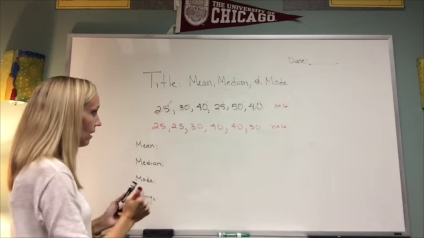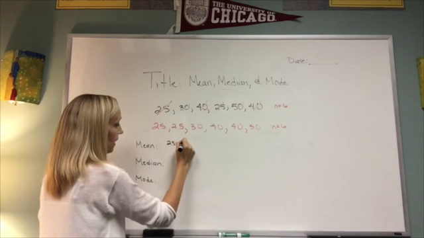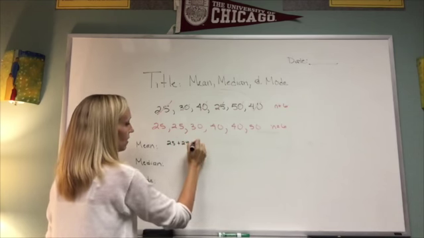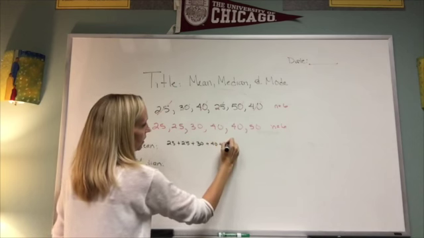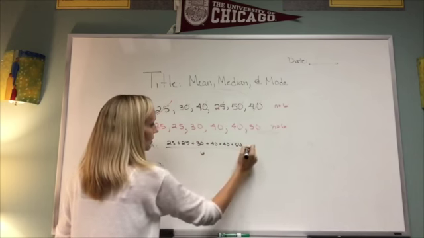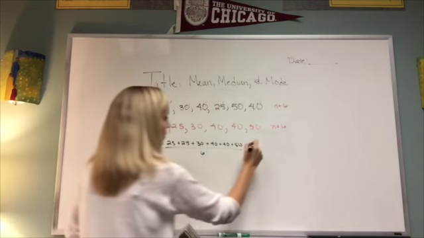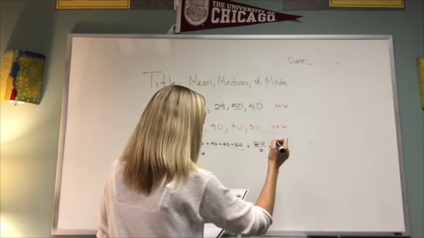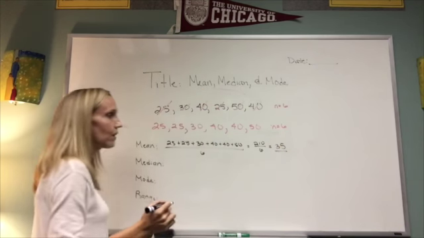So to find my mean, I'm going to add everything up and divide by 6. So 25 plus 25 plus 30, apologize, plus 40, plus 40, plus 50, all over the number of terms, which is 6. And with your handy dandy calculator, you should get that it's 210 over 6, and that equals 35. So my mean, my average, is 35.